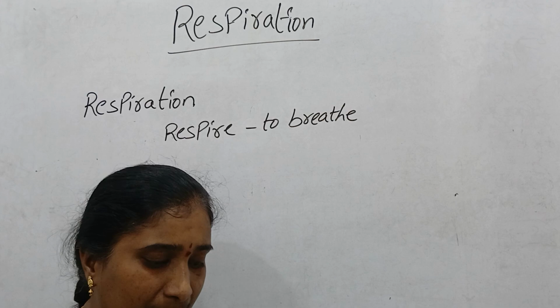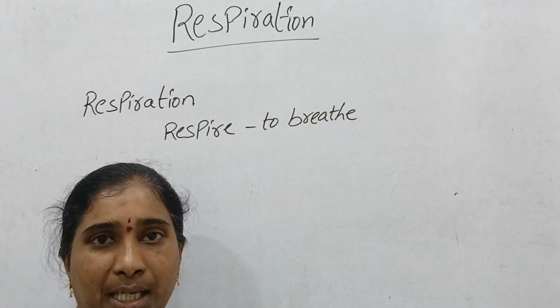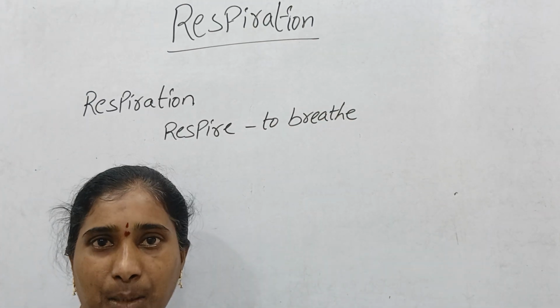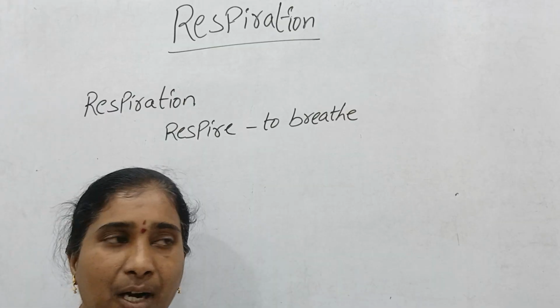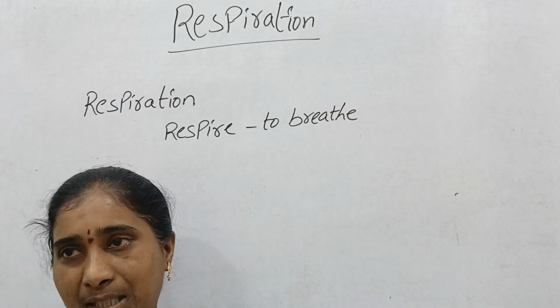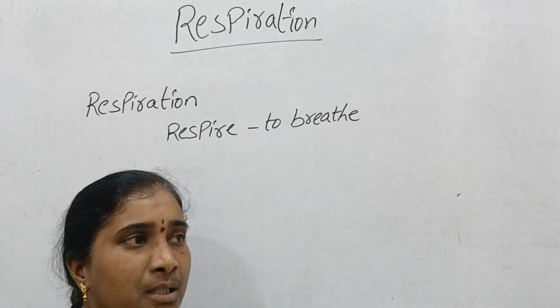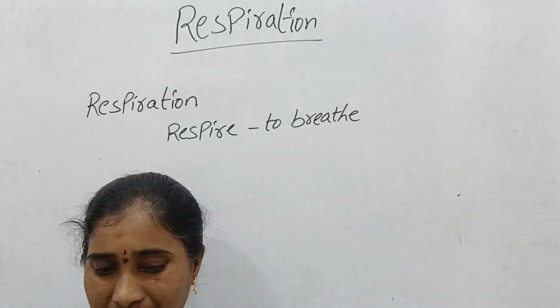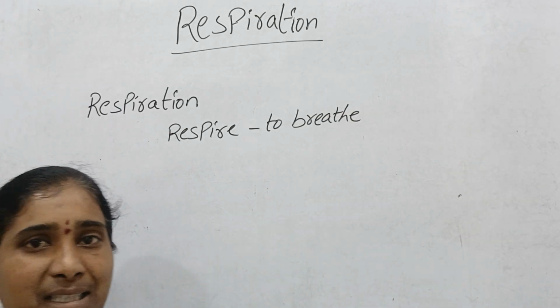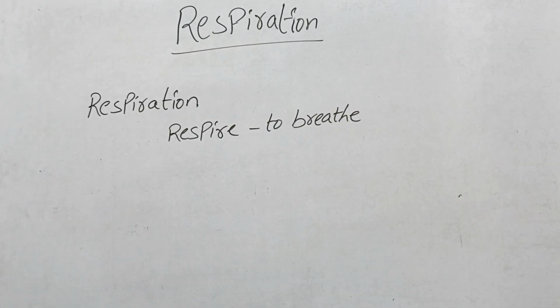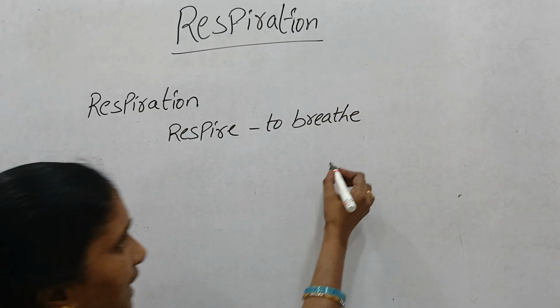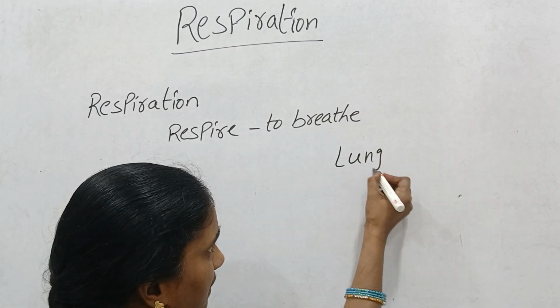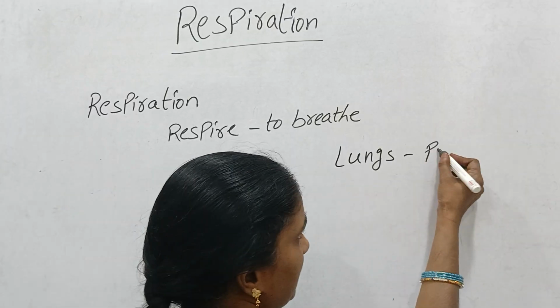Different organisms, unicellular and multicellular, depending on their body size, availability of water, and their circulatory system, have different modes of respiration. We human beings, terrestrial organisms, almost all have lungs as respiratory organs. So respiration through lungs is called pulmonary respiration.